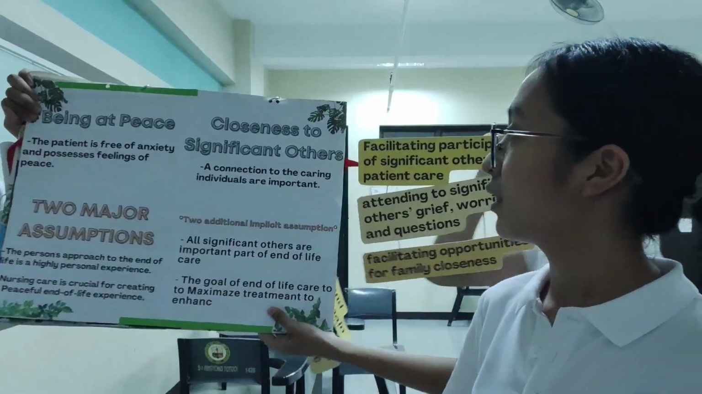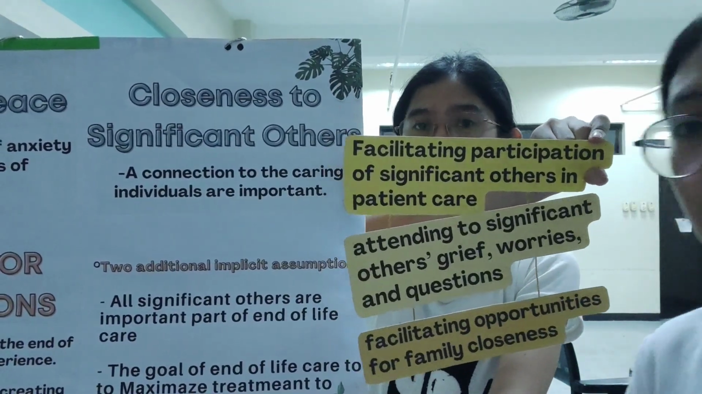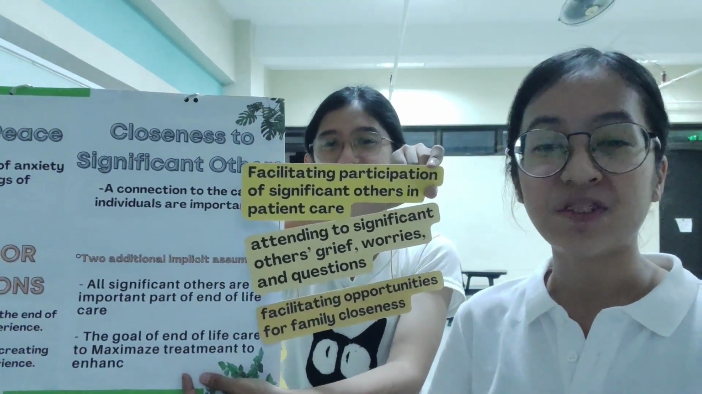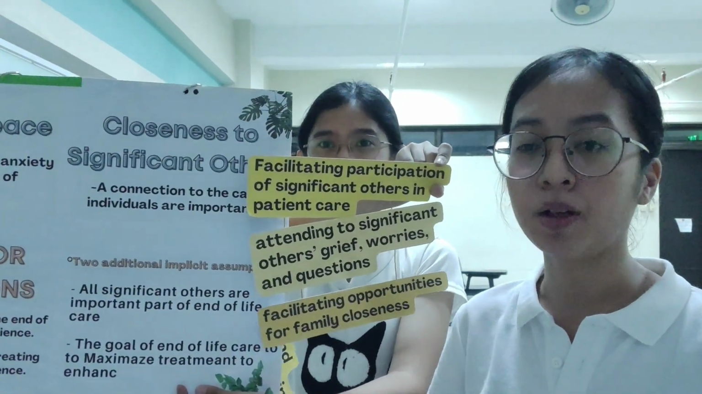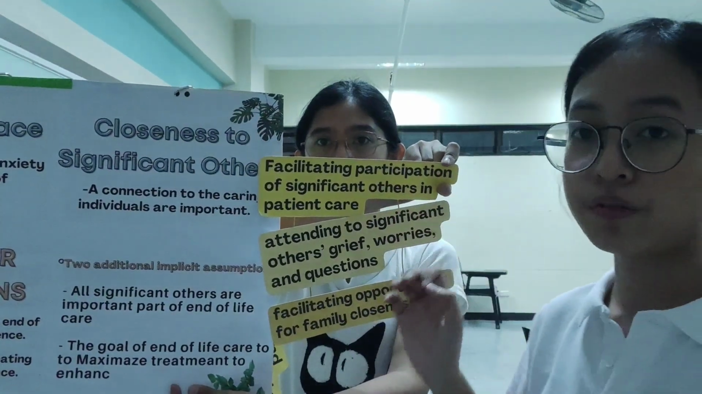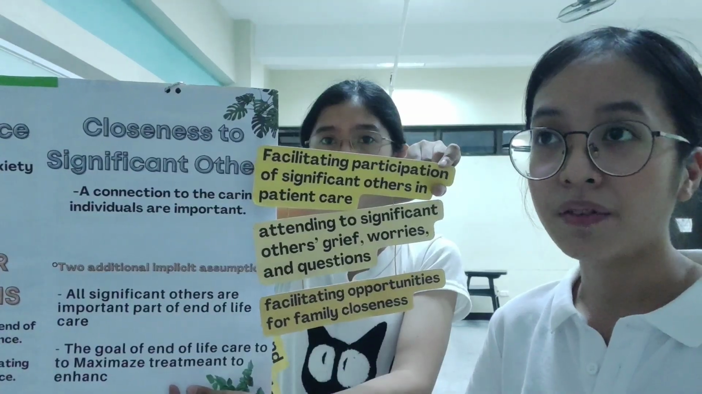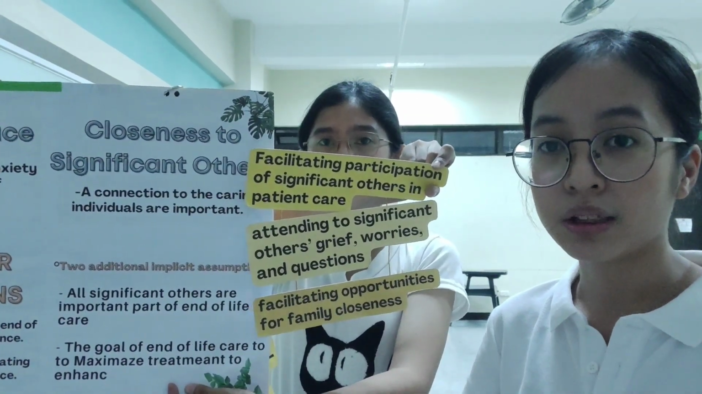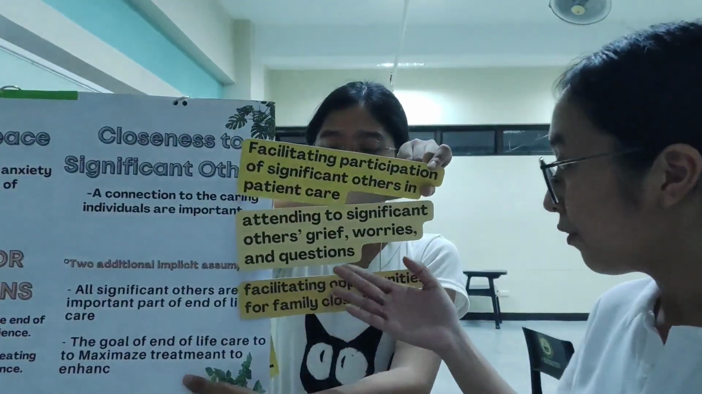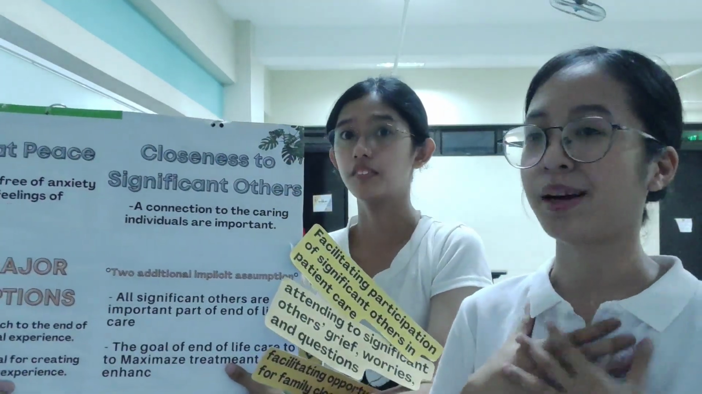For the fifth is interventions under closeness to significant others. So we all know that the loved ones or the family are the most important people of the patients. So we nurses should facilitate participation of significant others in patient care. Also, we can help them be close to significant others by having empathy, attending to brief worries and questions of our patients. So that would be all for my part.